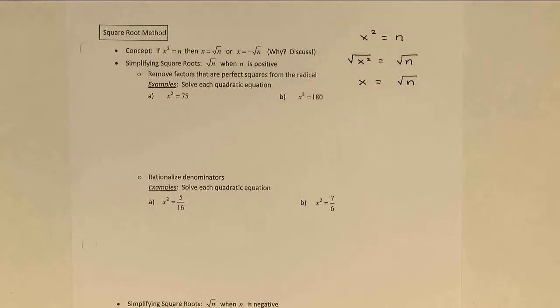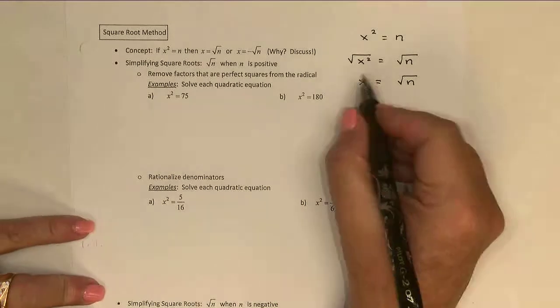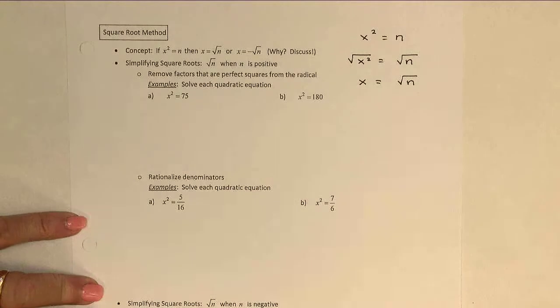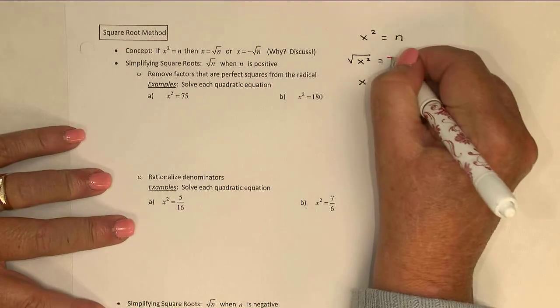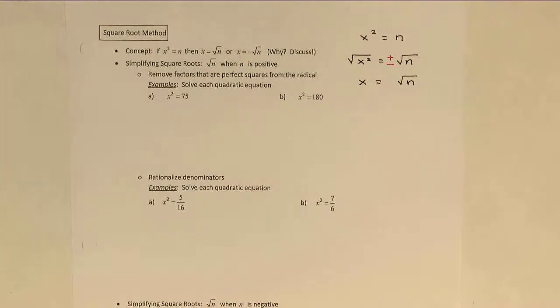Now, the only problem with this is the fact that, technically speaking, there are two numbers that are truly square roots of any positive number. Think for a moment about the perfect square 25. 5 squared is 25, but negative 5 squared is also 25. In order to not lose that possibility that the square root was actually negative, whenever we put a square root into an equation, we always put plus or minus with it. That way we don't lose the negative solution.